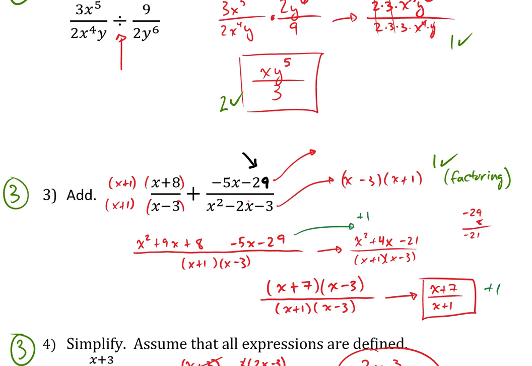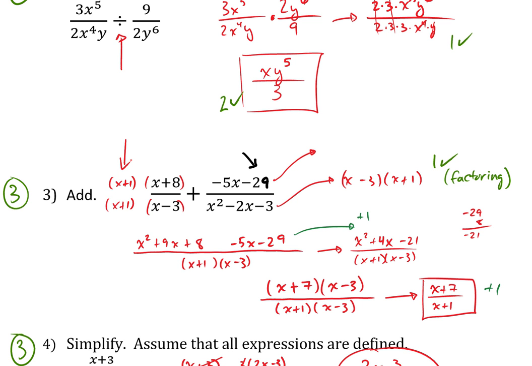This denominator, right, this one right there, the x squared minus 2x minus 3, factors as x plus 1 times x minus 3. That means that the other denominator needs a factor of x plus 1. So you can see right here, I'm adjusting this denominator. I'm multiplying the top and bottom by x plus 1. My denominator becomes the same, right? They're both x plus 1 times x minus 3.